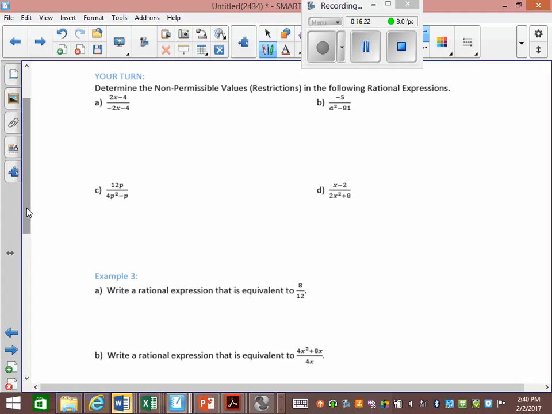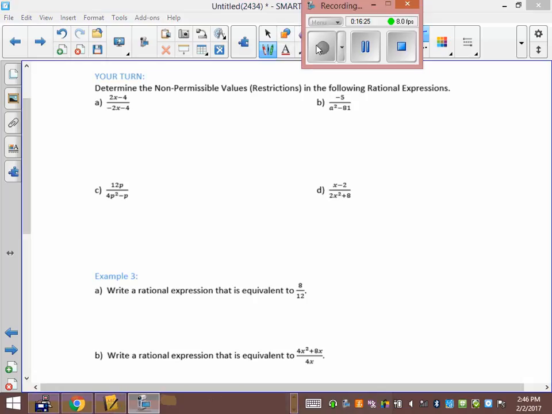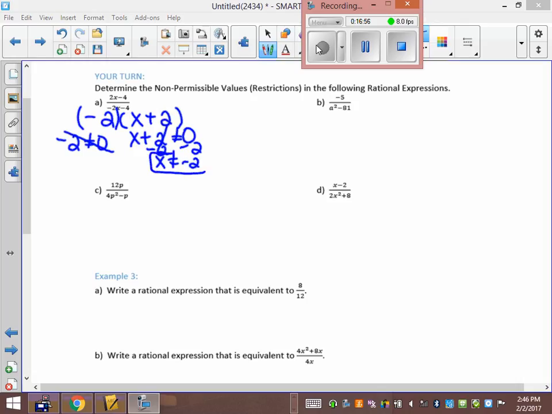Okay, your turn. Try these ones out. So the first one, we could take a negative 2 out, and you're left with x plus 2, because when you take a negative out of a negative, you get a positive. So your NPV would be negative 2 can't equal 0, which doesn't get us an NPV, so it's just out. And then x plus 2 can't equal 0. Subtract 2, and x can't equal negative 2. This is my only NPV.